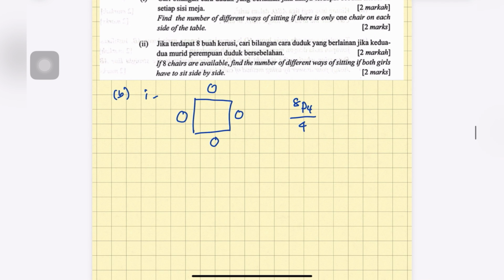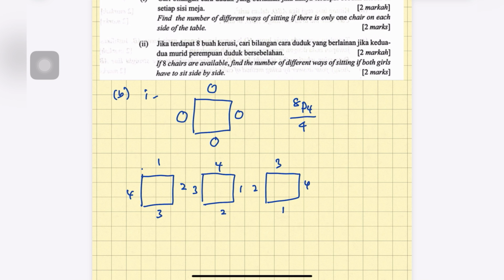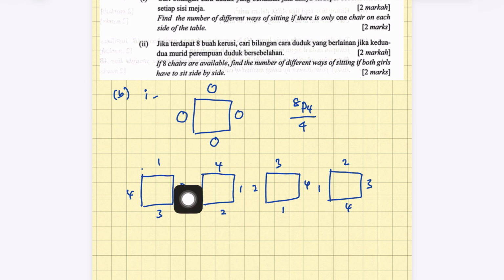Because, okay, let's say this is a square table. So student 1, 2, 3, 4 or 1, 2, 3, 4 or 1, 2, 3, 4 or 1, 2, 3, 4. Look, the arrangement is the same, right? All these arrangements 1, 2, 3, 4 are the same. The arrangement is all the same. So there are actually 4 ways that are the same. That's why we divide by 4. Okay. So 8P4 divided by 4. This one equals 420 ways.